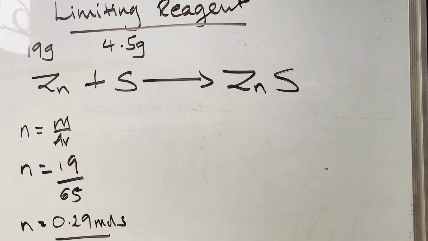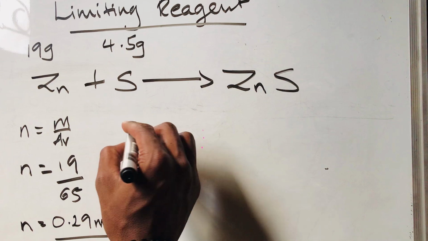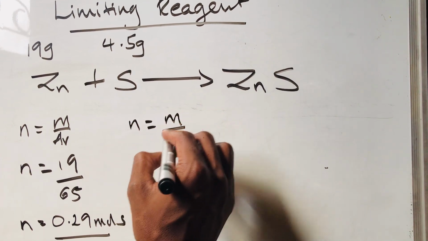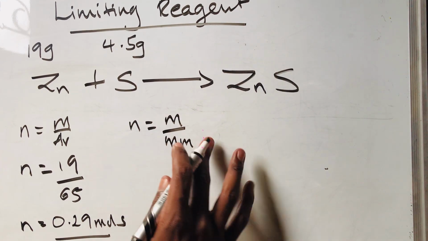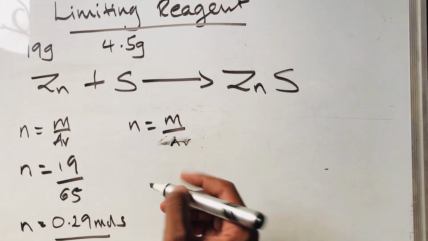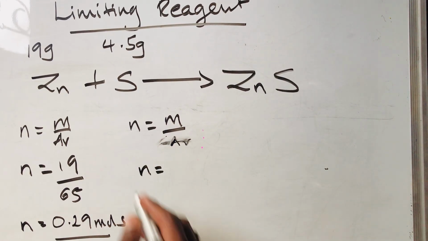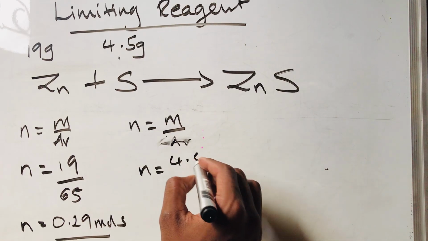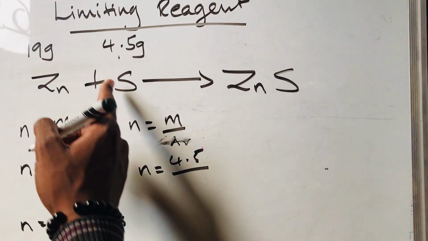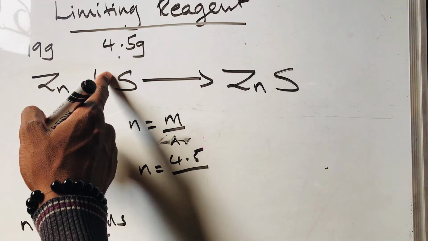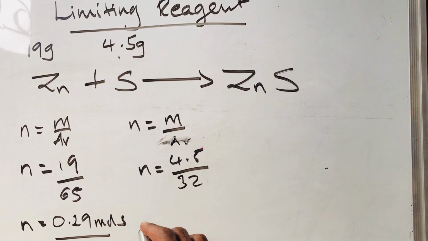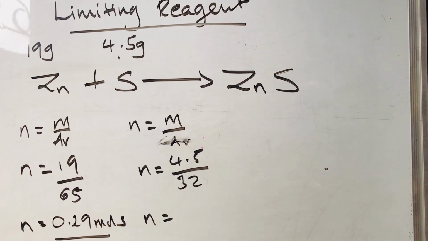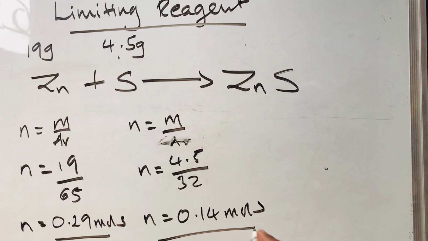Let's go to sulfur and do the same thing. For sulfur also, number of moles equals the mass over the molar mass, or the relative atomic mass. The mass given for sulfur is 4.5. When you go to the periodic table, the relative atomic mass, the number you find on top of sulfur, is 32. So the number of moles of sulfur is 4.5 divided by 32, and we get 0.14. So we have 0.14 moles.